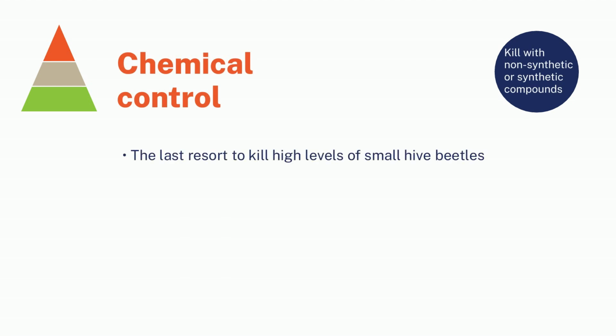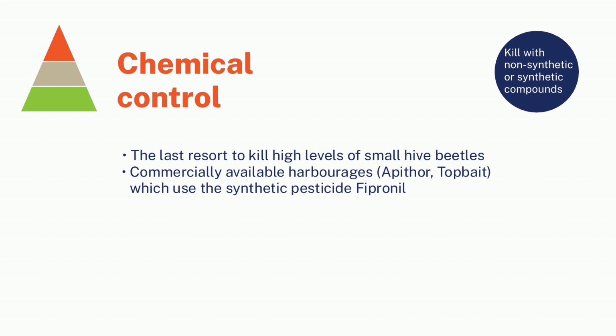Chemical controls are used as a last resort to kill small hive beetle when levels are so high that cultural and mechanical controls aren't enough. Chemical interventions include legal, commercially available harbourages such as Apithor and Topbait. These products use the synthetic pesticide fipronil and may be required when small hive beetle populations reach damaging levels.